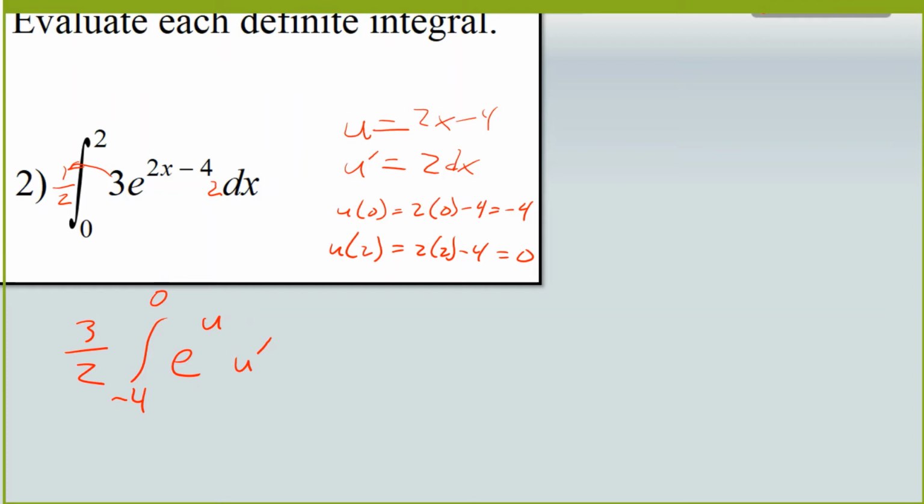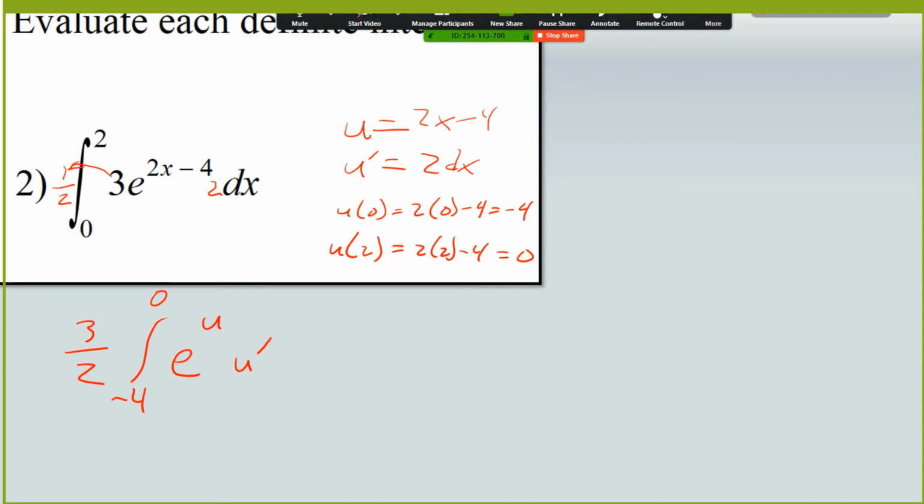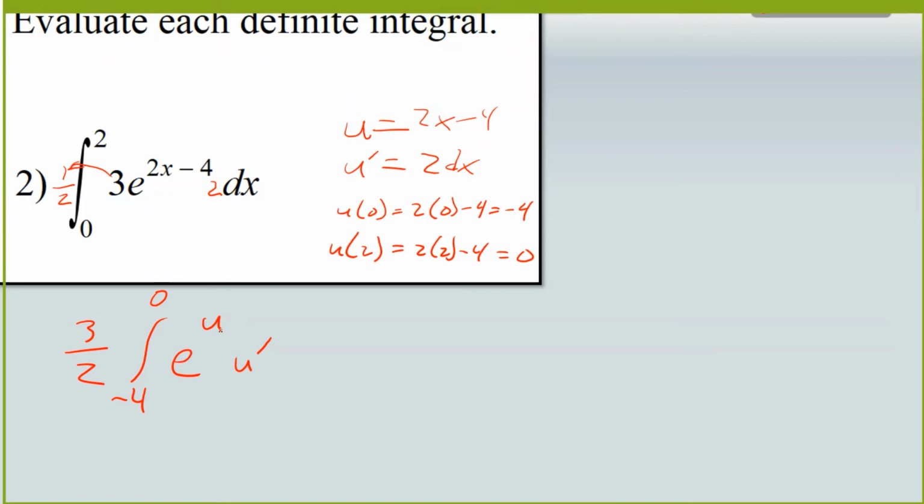Okay, so I'm going to integrate. What happens when I integrate e to the u times u prime? It's itself. Okay, so in order to get e to the u, I would have to derive e to the u. So this would become 3 over 2 times e to the u from u equals -4 to u equals 0. Or 3 halves times e to the 0 power minus 3 halves e to the -4th power. Okay, which I could rewrite.